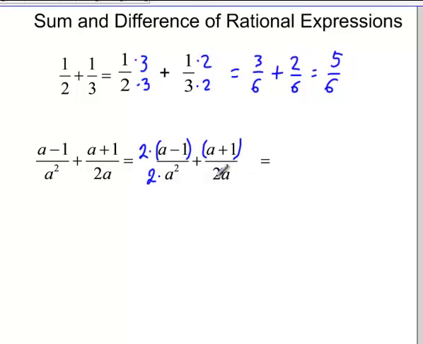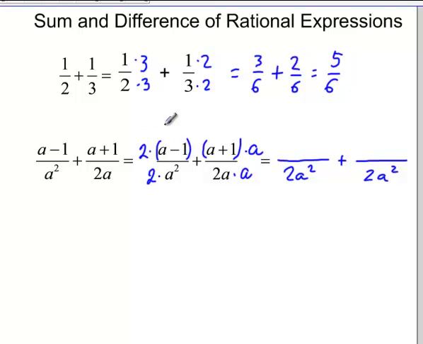Now let's look at this denominator. So I have 2 and 2, the same numbers. Now I have just 1 factor of a here and 2 factors of a here. So I'm missing 1 factor of a. I'm going to multiply top and bottom of this fraction by a. Now, do I have equal denominators? Yes, I do. 2a squared here, 2a squared here, and I will have two fractions with the same denominator, 2a squared.